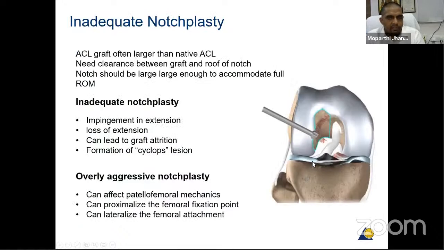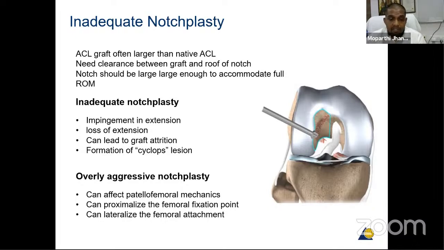Inadequate notchplasty is one of the causes of primary ACL failure. The ACL graft is often larger than the native ACL. It needs a good clearance between the graft and the roof of the notch. The notch should be large enough to accommodate full ROM. If you do an inadequate notchplasty, there will be impingement in extension, there will be loss of extension, and it can lead to graft attrition and formation of cyclops lesion.